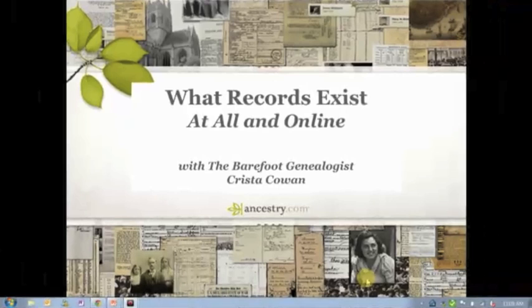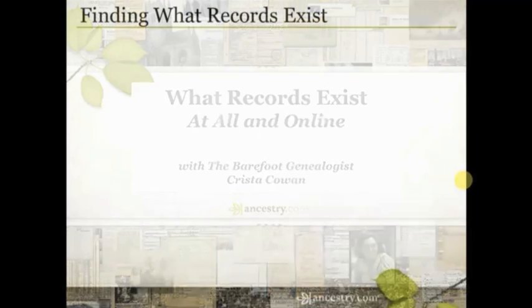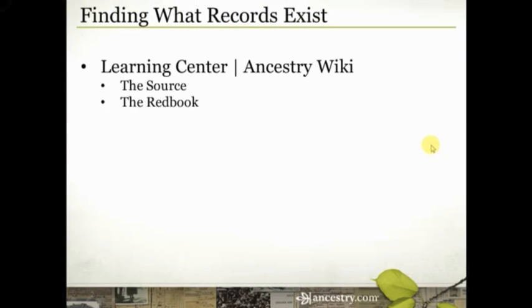Okay, let's do this. So, of course, your challenge is to discover what records exist at all, anywhere, ever, and then which of those records are available online. The greatest resource that we have available on Ancestry.com to do that is what we call the Ancestry Wiki. You're going to find that in the Learning Center, and I'll show you that in just a moment. And then the option at the very bottom of the Learning Center menu is going to be the Ancestry Wiki. We'll talk about these two books here as well in just a minute.